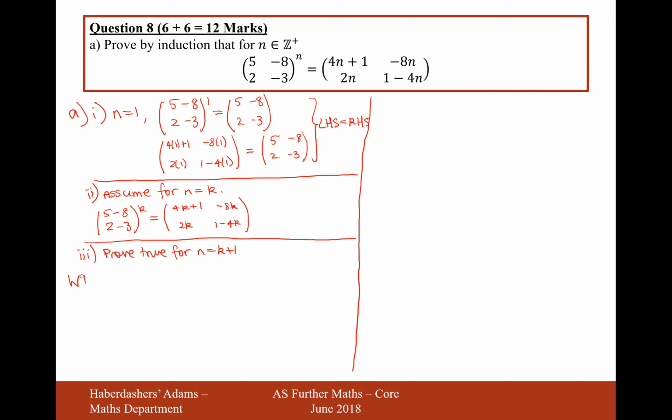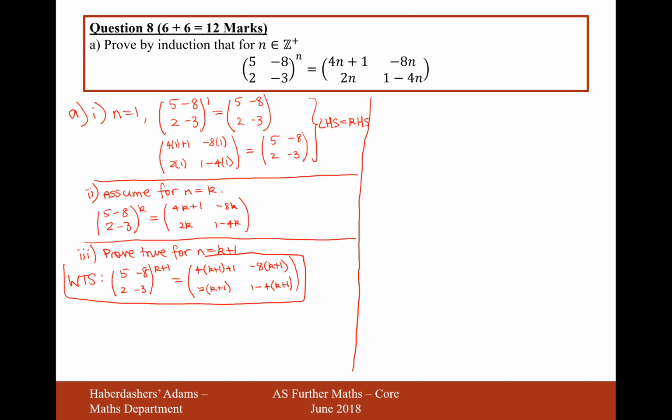So I always like to do a WTS, a want to show. So what I want to show in this part here is that (5, -8; 2, -3) to the power of k plus 1 equals 4 bracket k plus 1 plus 1, minus 8 bracket k plus 1, 2 bracket k plus 1, and then 1 minus 4 bracket k plus 1. Okay, that's what I'm looking to show here. Let's put that in a little box and let's start with the left hand side.